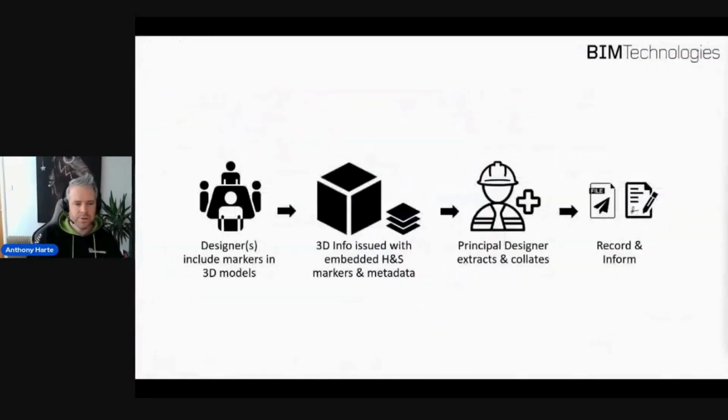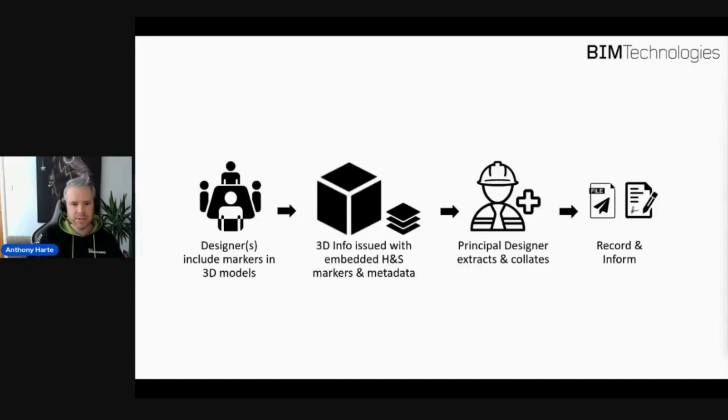So just to summarize the health and safety part, which is part 5, designers include markers in the 3D models. This is embedded with health and safety data, metadata, and that then gets sent on to principal designers who extract all of that information and record it in a single file. So you may get multiple architectural practices, structural, MEP, and all those have their own risks, and those will all be collated from the model to record and inform the operations and maintenance team of any residual risks that are left over.